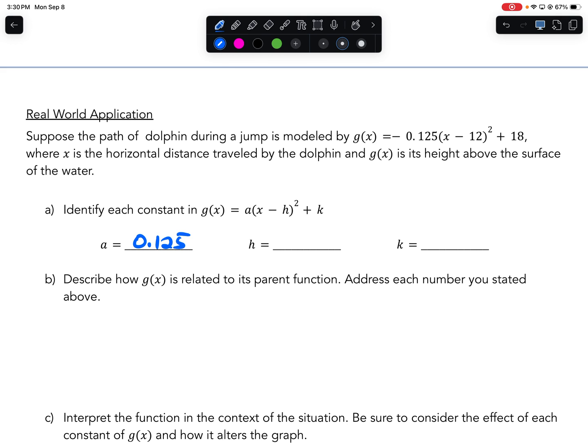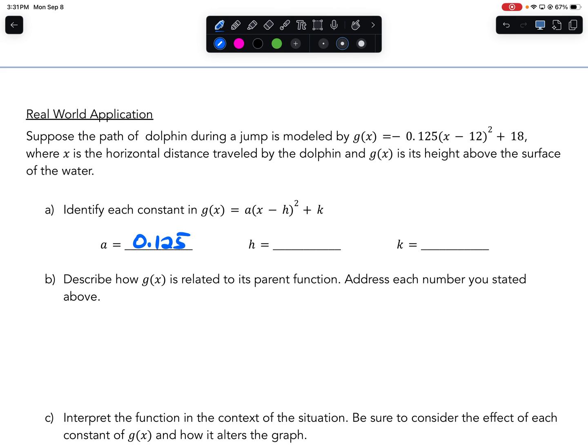So 0.125, math, enter, enter, and you should get 1/8. Just so you know, that 1/8 is like that slope, right? So it'll go up 1 foot, to the right 8 feet. Up 1 foot, to the right 8. Okay, does that seem like what a dolphin would do? Up 1, right 8? Makes sense to me.